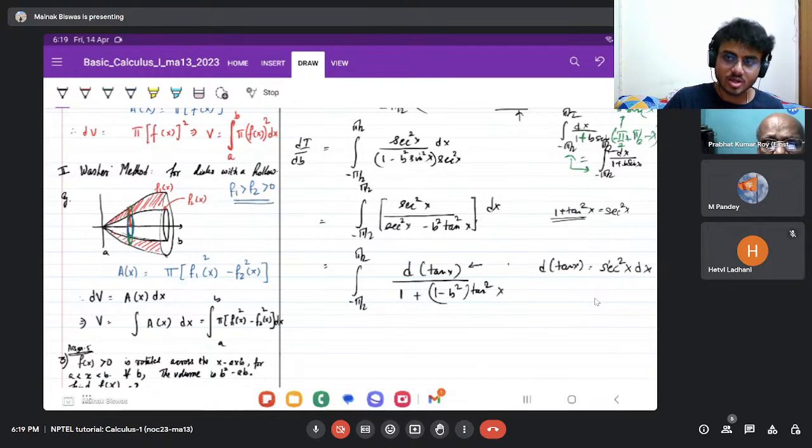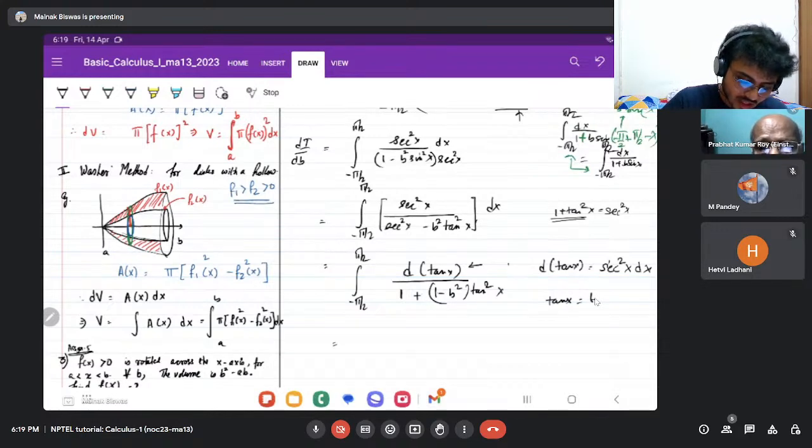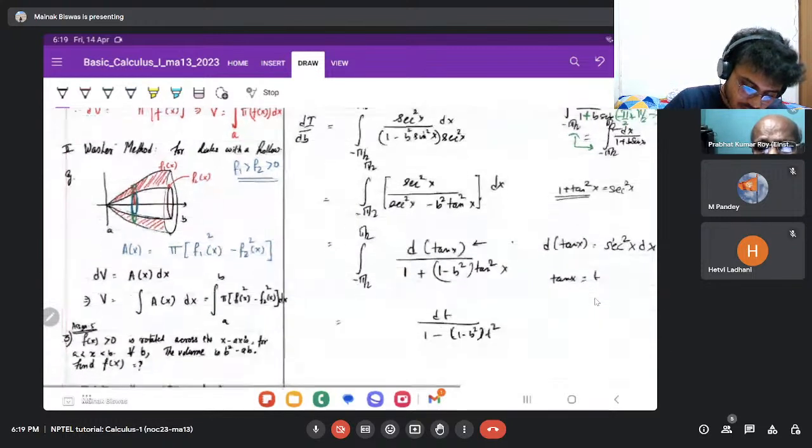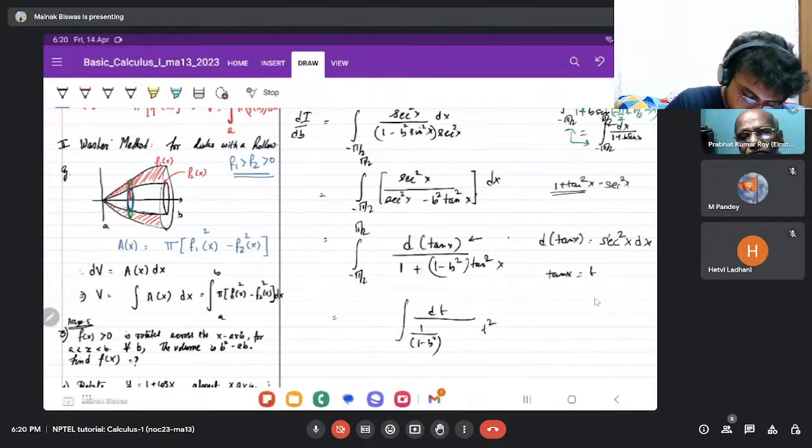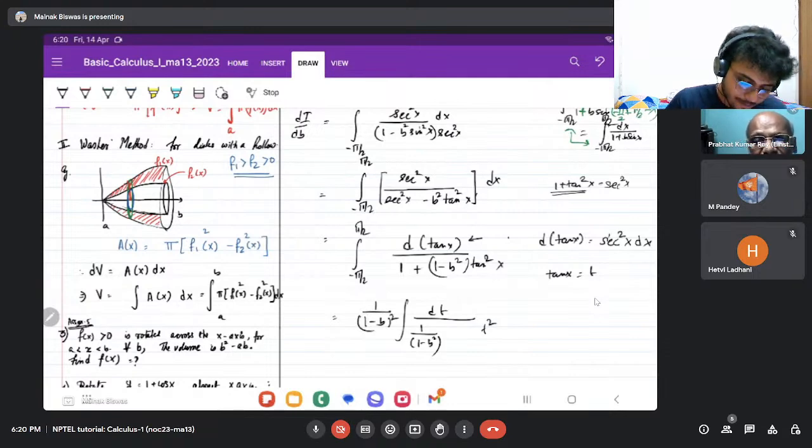Yes, I agree. So tan x you can take as t for the time being. If you take tan x as t, then dt by 1 minus b square into t square, or I will just skip one step and write it this way: 1 by 1 minus b square, 1 by b squared from minus infinity to infinity.